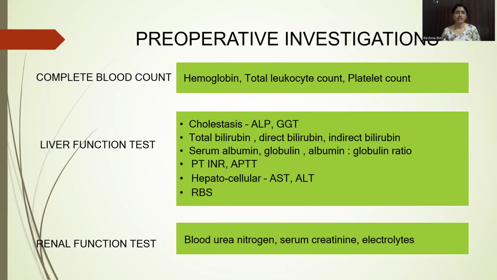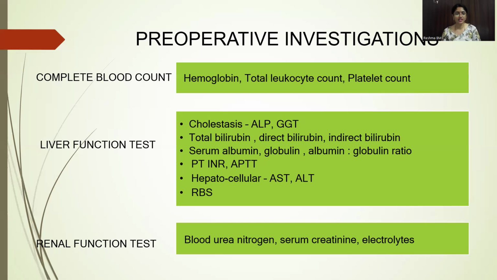Preoperative investigations. These are required to confirm the diagnosis, optimize the patient, and for guiding the anesthetic management. Complete blood count. Hemoglobin is generally reduced in patients with malnutrition, malabsorption, malignancy, increased catabolism, parasitic infestations, inflammation. Total leukocyte count is increased in hepatitis, cholangitis, sepsis. Platelet count is reduced because of decreased thrombopoietin, and also there is platelet dysfunction.